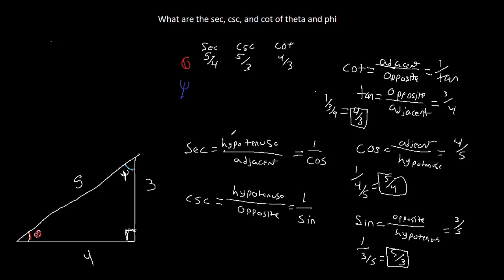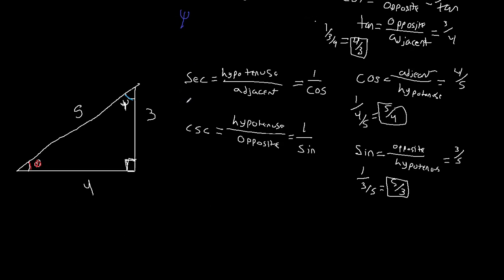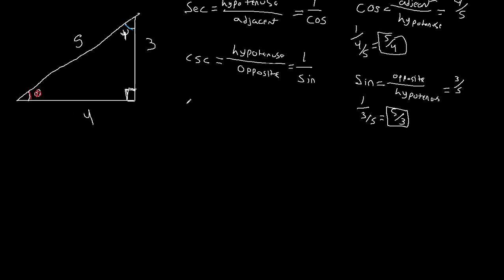What I want to do is scroll down and give us a little bit of room here, and go through the same process for phi. That way you get another review, and you can also see how the values change. So let's talk about phi in relation to the secant. Let's do secant of phi.